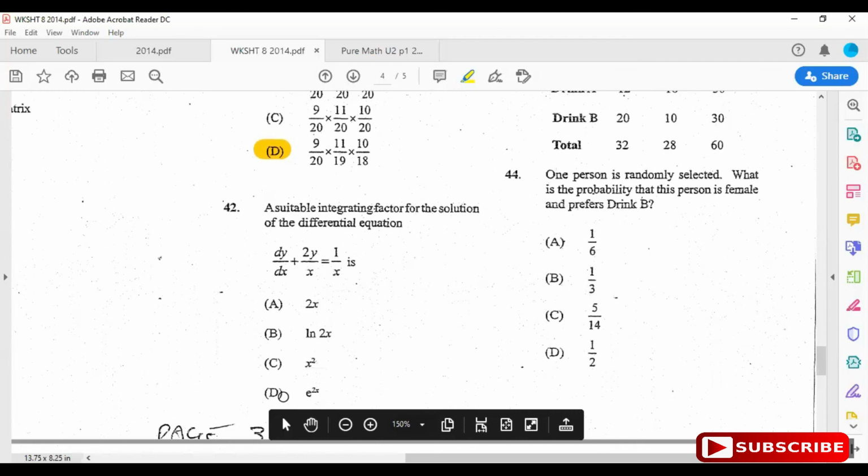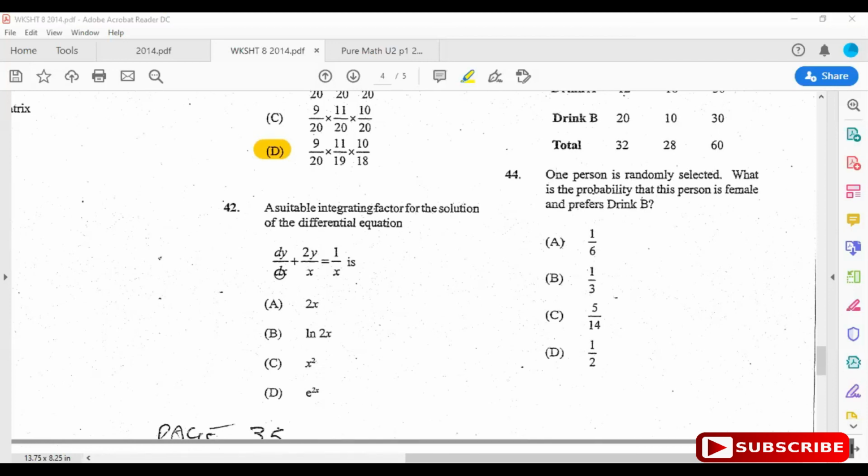Question 42. Couldn't have been any easier. They're asking you just for the integrating factor. The integrating factor in this case is just e to the integral of 2/x. So that's all we're integrating. To integrate 2/x is just 2 ln x. So it just becomes e to the 2 ln x. We can bring up the power 2 to get e to the ln x squared. And then e cancels ln.